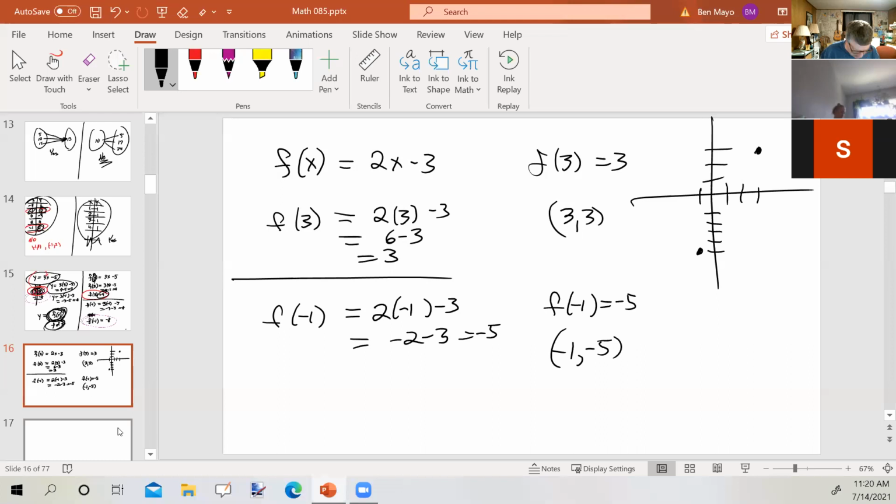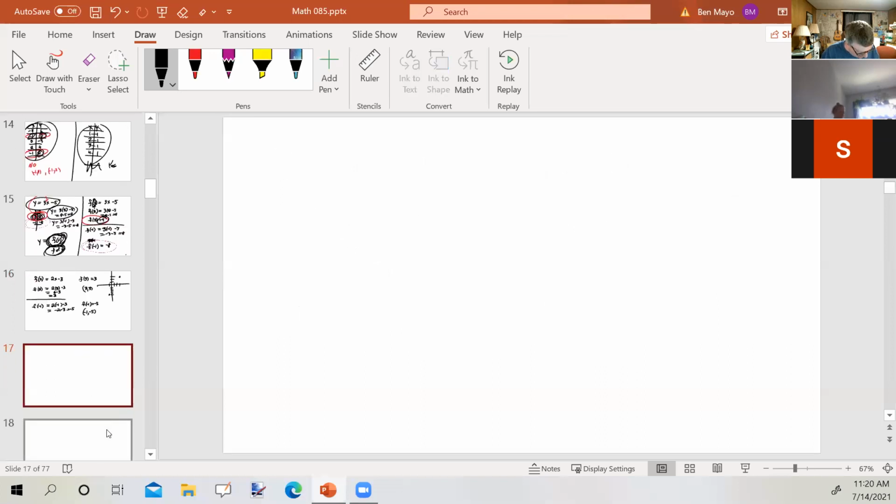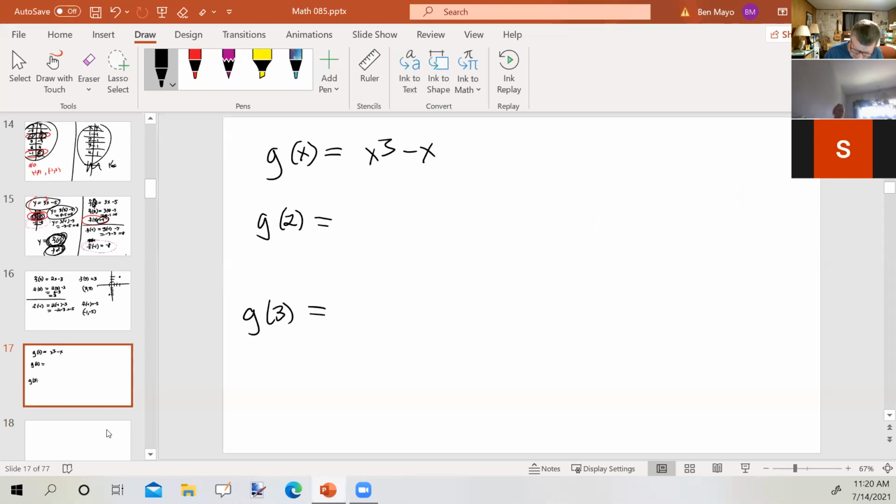Okay, now, how about this? G of x equals x cubed minus x. Find g of 2 and g of 3. Wait a minute, what happened to f of x? Well, just like with regular variables, we don't have to just use X and Y. We can use any letter as a variable. We can also use different letters to represent functions.